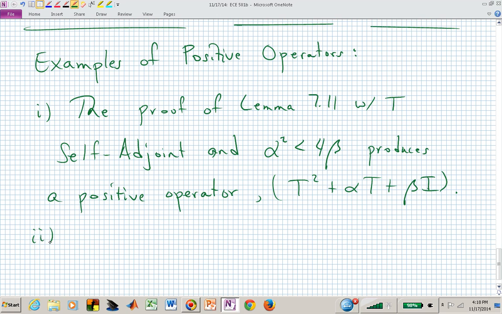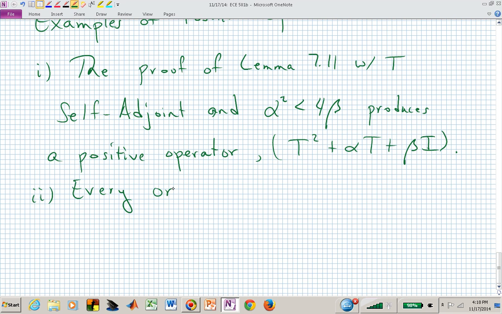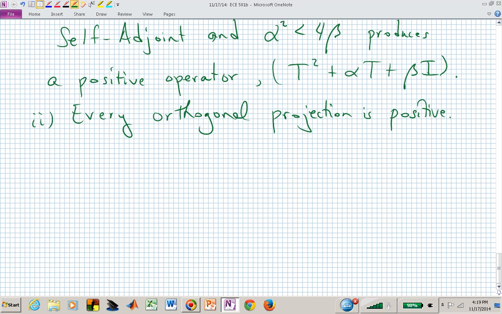That may be a little bit abstract. Another one is every orthogonal projection. So every orthogonal projection is positive. Before we get into looking at some matrix examples of positive operators, let's actually introduce this concept of square root in a theorem. So first, let's talk about square roots.